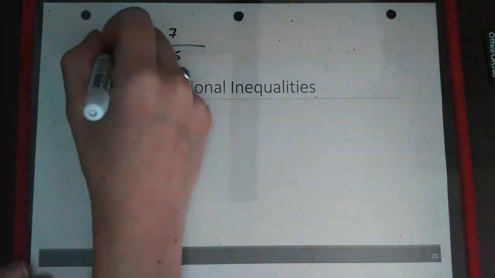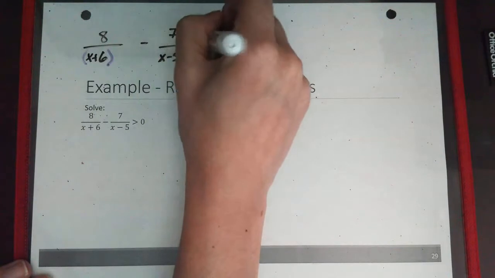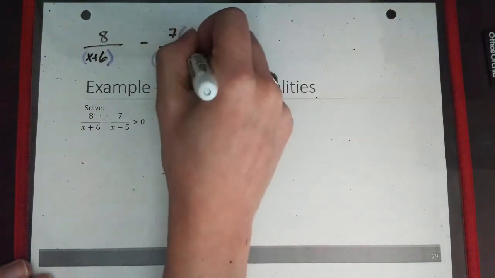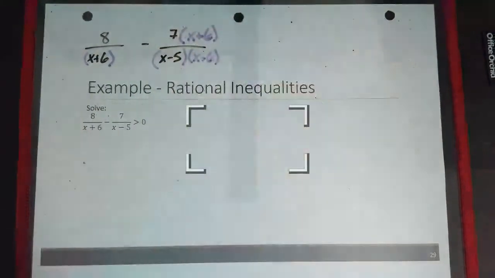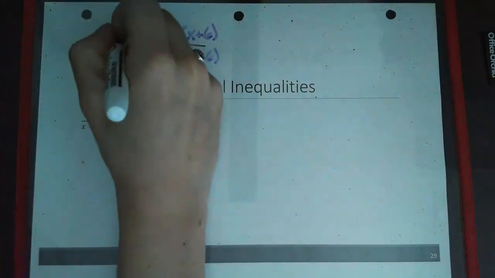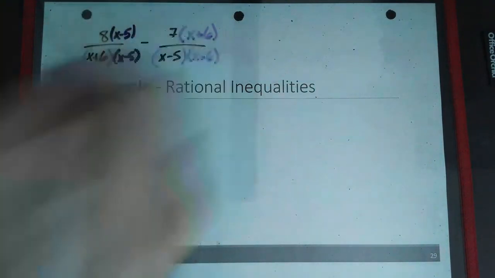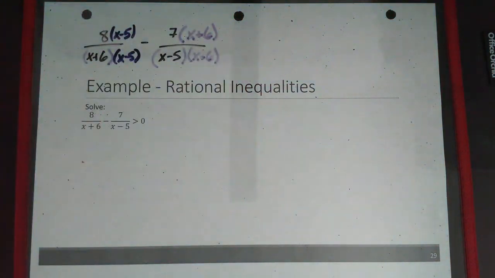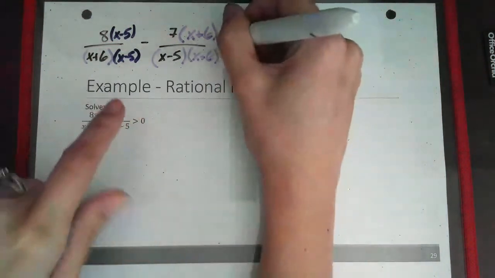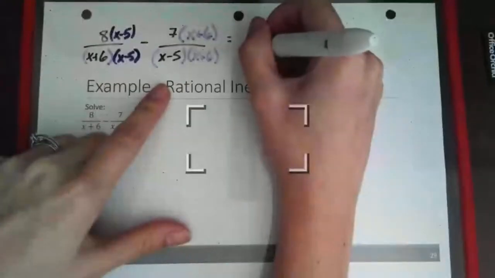Right now my first fraction already has the x plus 6. My second fraction doesn't, so it needs an x plus 6 in the numerator and denominator. My first fraction doesn't have the x minus 5, so it needs an x minus 5 in the numerator and denominator. All right, so now they have the same denominator, x plus 6 times x minus 5.